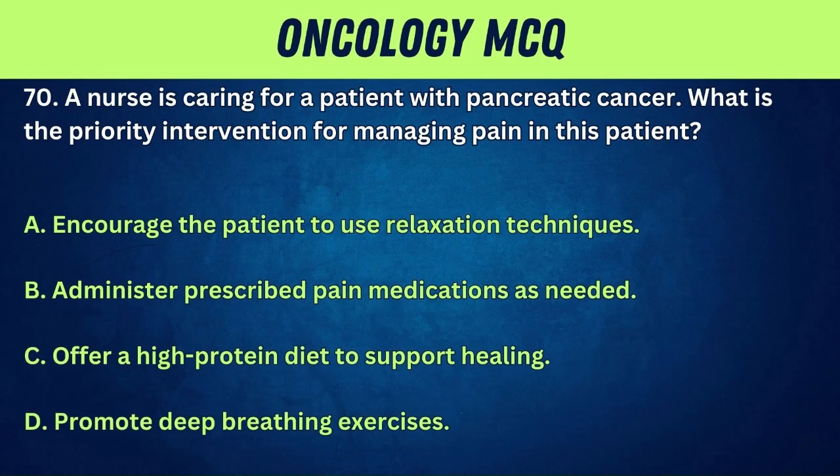70. A nurse is caring for a patient with pancreatic cancer. What is the priority intervention for managing pain in this patient? A. Encourage the patient to use relaxation techniques. B. Administer prescribed pain medications as needed. C. Offer a high-protein diet to support healing. D. Promote deep breathing exercises.